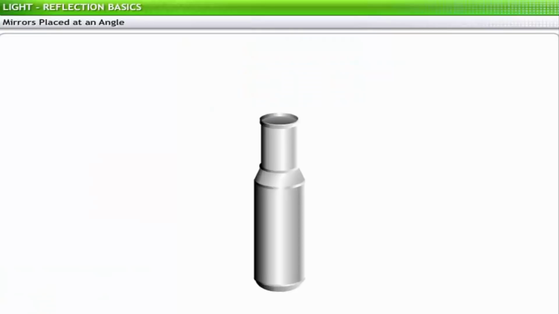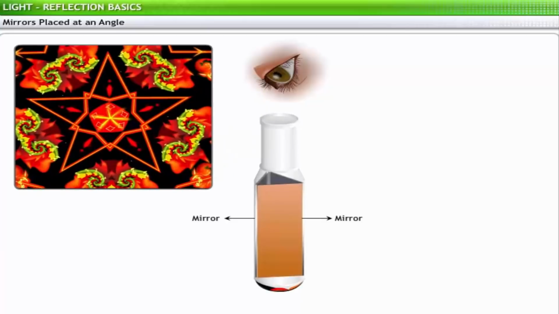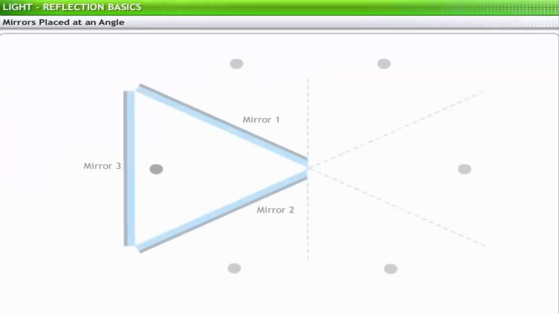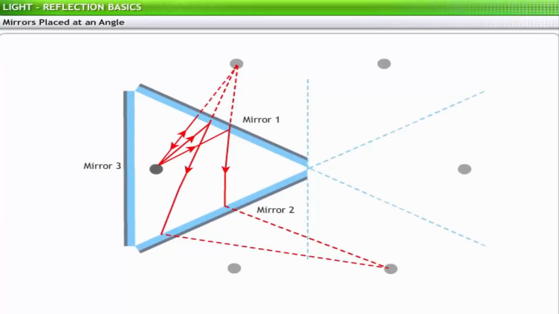Have you ever wondered about how images are formed in a kaleidoscope? A kaleidoscope uses 3 mirrors placed at an angle to produce multiple images. When mirrors are placed at an angle, the reflected ray from the first mirror is incident on the second mirror. The second mirror, in turn, reflects it back to mirror 3. Thus, multiple images of the object are formed.